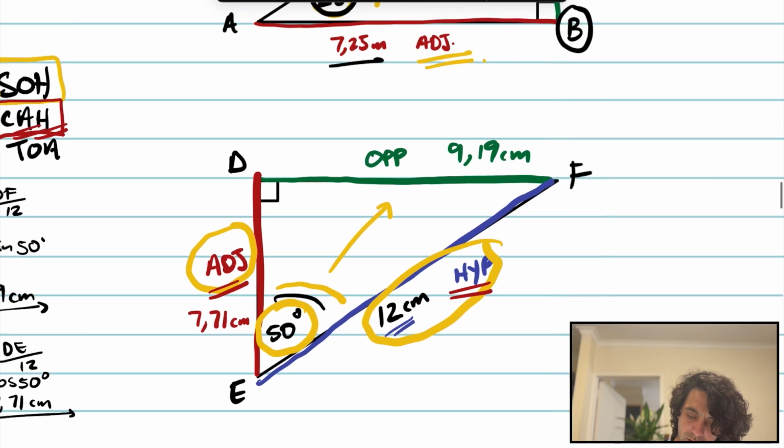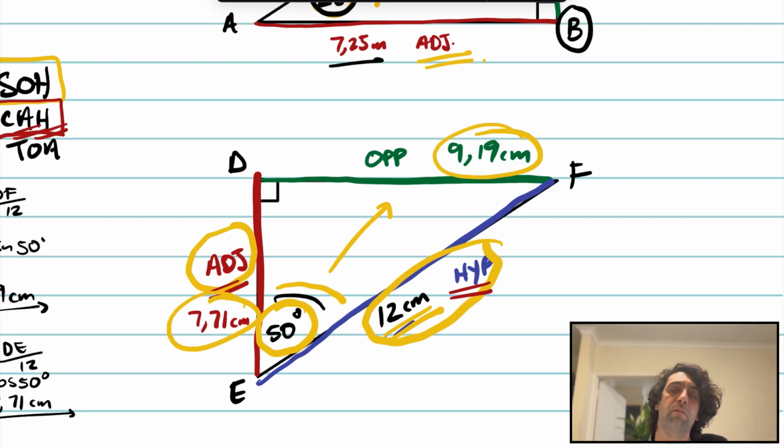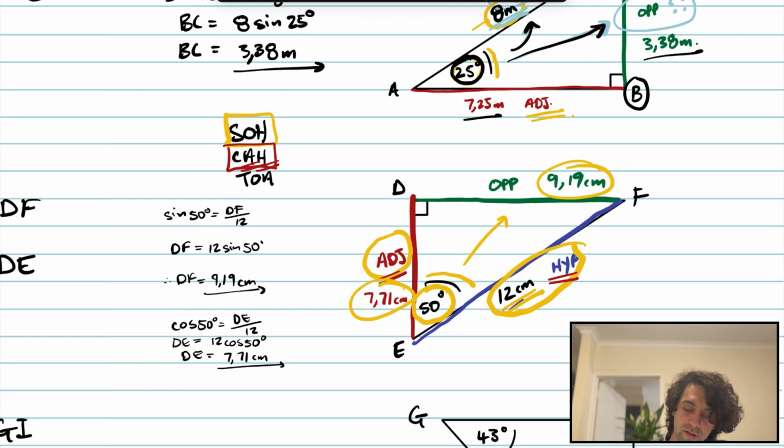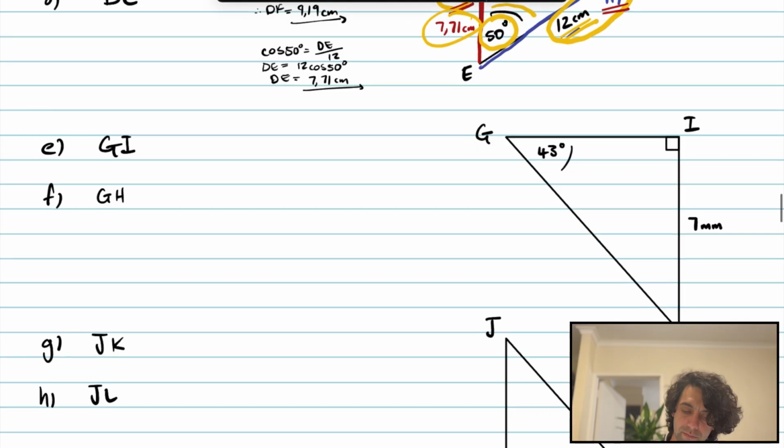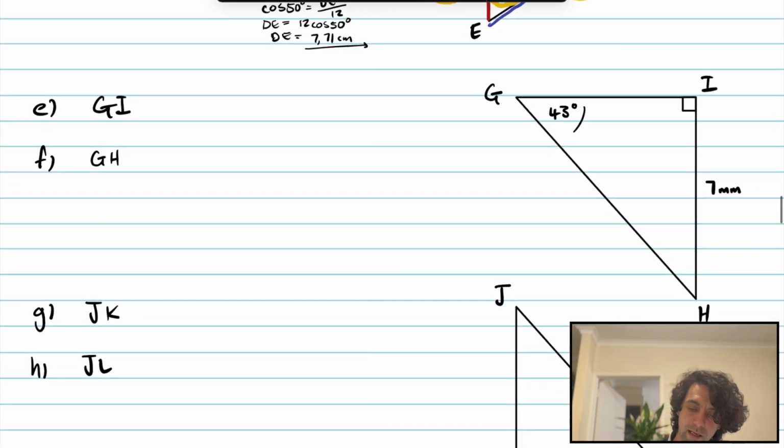And let's check our answer quickly. My hypotenuse, which is 12, should be larger than my 7,71 and my 9,19. Okay, so that looks good to me. All right, let's do another one, okay?